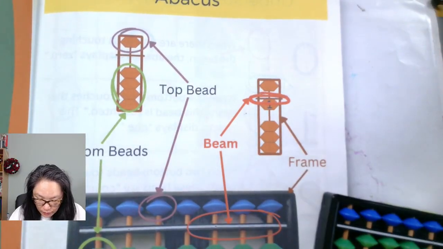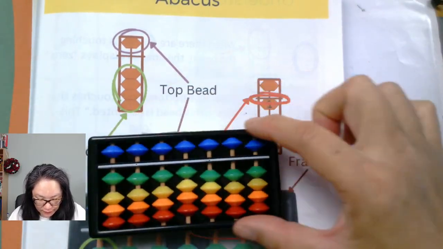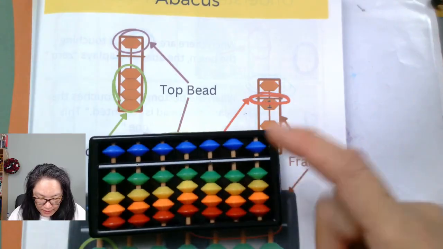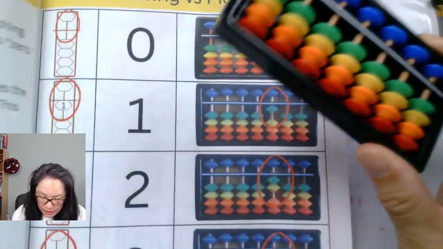So when we look, we have our bottom beads, right? These are the bottom beads. These are the top beads, and this is the frame. Because this is the frame, right? So when I do this, this is what we call 0. We are going to be counting on the abacus.